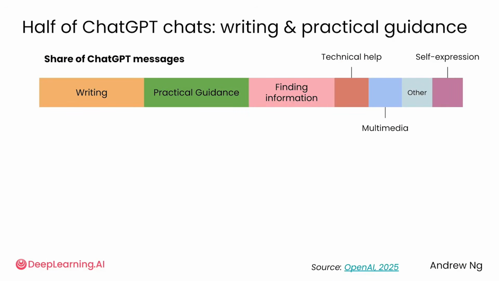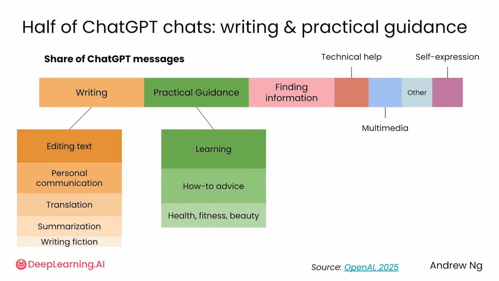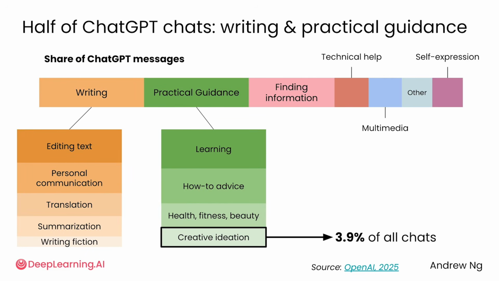Now, I know a lot of people ask AI to help brainstorm lists of ideas, but there are more effective ways to use it as a brainstorming partner than just having it generate a list. Let me show you what I mean. According to data released by OpenAI analyzing ChatGPT conversations, about half of ChatGPT chats are asking for writing and practical guidance. And in fact, creative ideation accounts for 3.9%, almost 4% of all chats. I found using AI to help me brainstorm to be really valuable. Let me share with you some ways to do so.